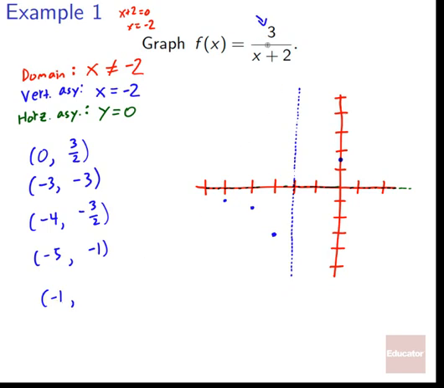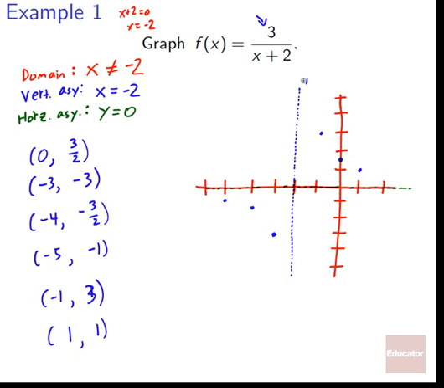At -1, 3 divided by -1 plus 2 becomes 3 divided by 1, which is 3. At 0, we already figured out we're at 3/2, and at +1, we're going to be at 3 over 1 plus 2, so 3 over 3, so we'll be at 1 there. So at +1, we are at 1. At -1, we are at 3. Great, so at this point we've got a pretty good idea.